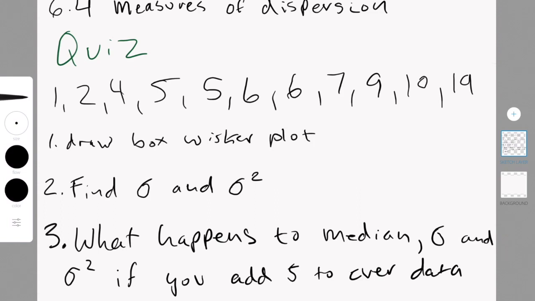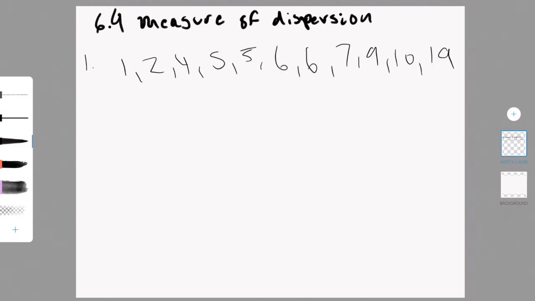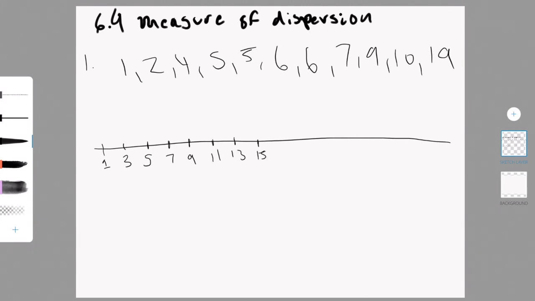So, now you can pause and do this and come back when you're done. The answer for question 1 looks like this. So I drew out my scale and I decided to do it every 2 numbers. And for some reason I did odd numbers instead of even, which looks really bad, but never mind.